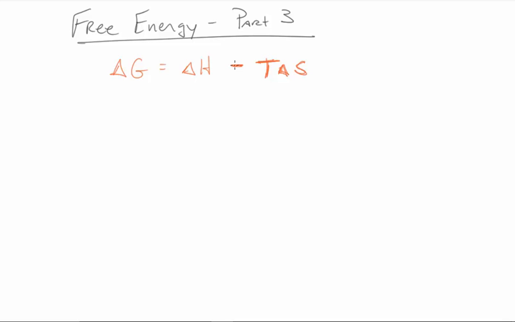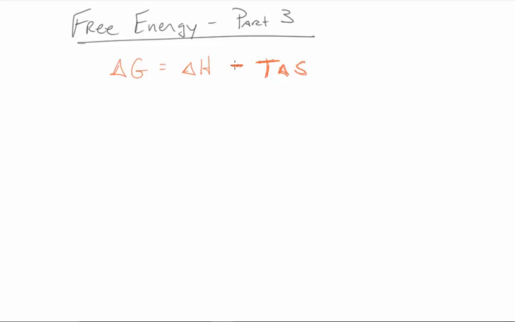I guess first off, you should know that the Gibbs energy equation is delta G equals delta H minus T delta S. We are going to use this equation to calculate an overall Gibbs energy value, and a negative Gibbs energy value means that something is going to be thermodynamically favorable or spontaneous.